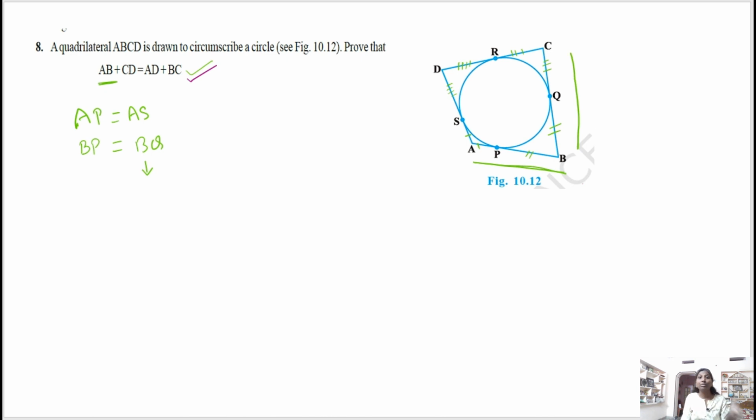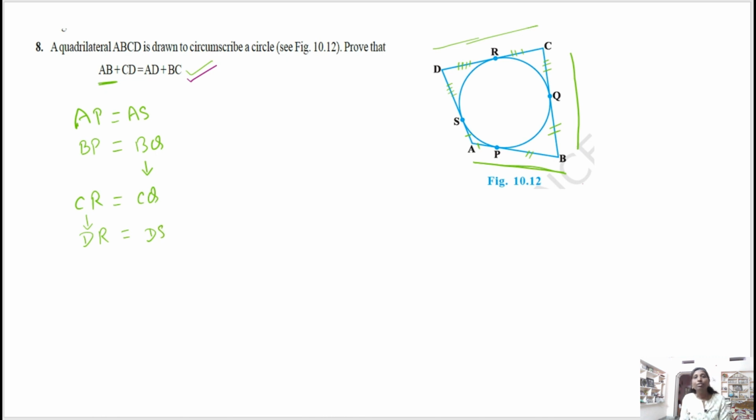Okay, and I will use the theorem. So here, to complete the line, down below BQ I will write CQ. CQ is equal to what? CQ is equal to CR. Okay, now I will complete this line. So I will write DR here, but DR is equal to what? DR will be equal to DS.